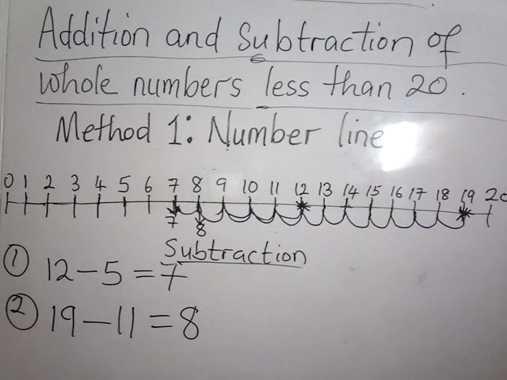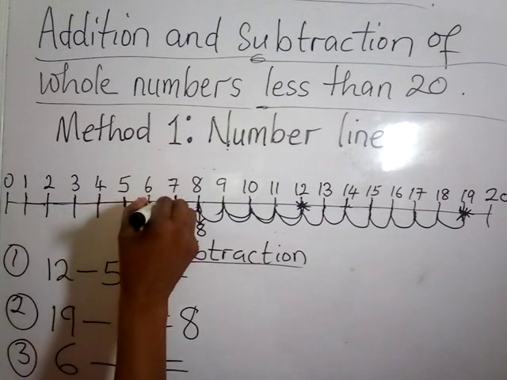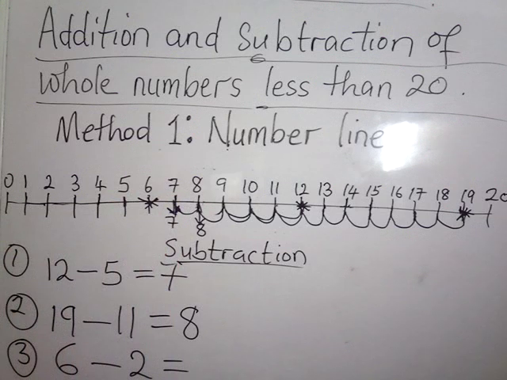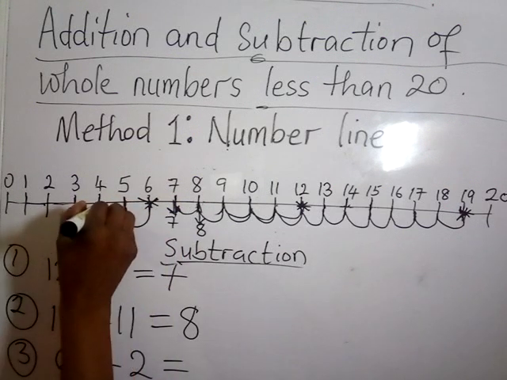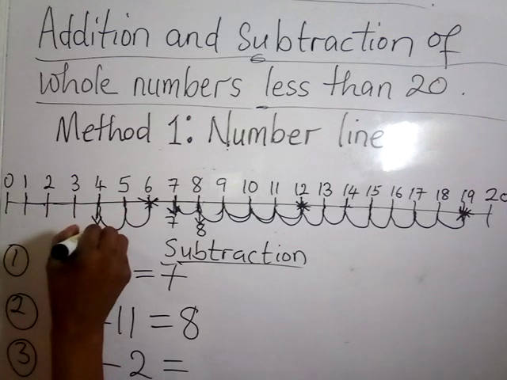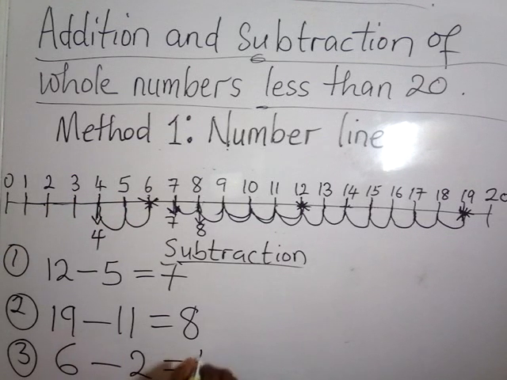Should we take one more example? Okay, let's just do 6 take away 2. Let's see what that gives us. Example 3, 6 minus 2. All right, so this is the point 6. Minus 2, you move 2 steps backwards. So you have 1 step, 2 steps. So that takes us to 4. That means 6 minus 2 is 4.